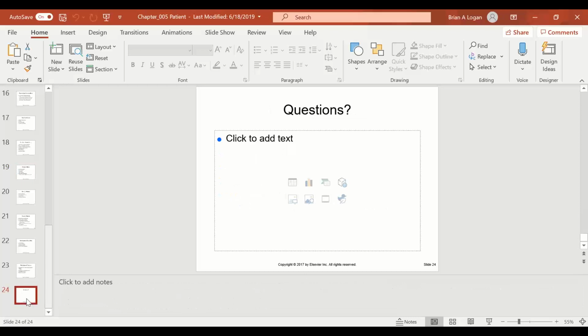Okay. Any questions on any of that? Those are some of the special patients we'll see in the operating room and that we'll take care of.